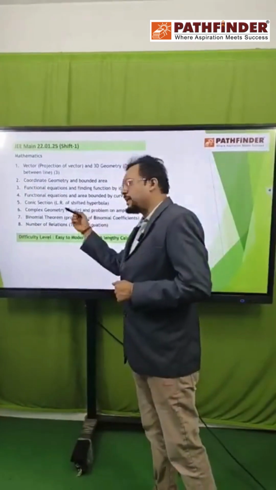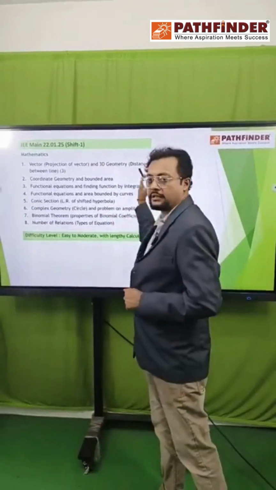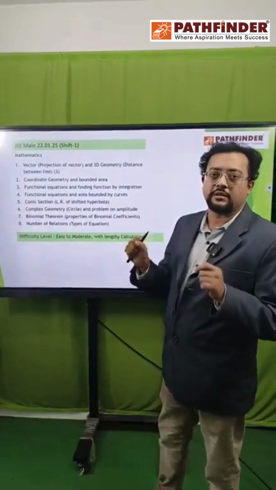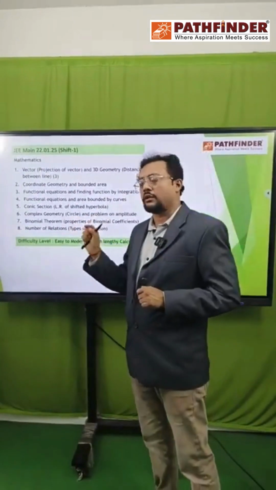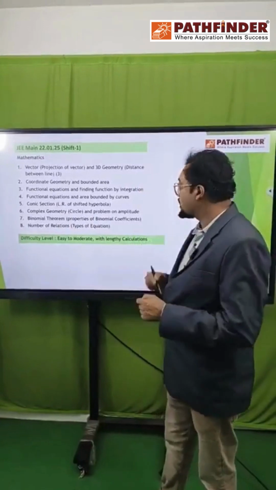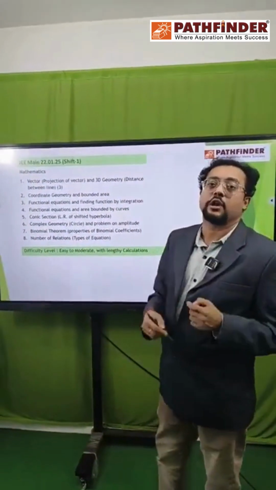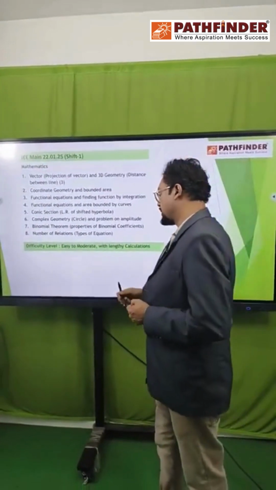Next, there was a question from complex geometry as well, involving circles. As you already know, mod of z minus z1 is equal to a constant represents a circle in complex geometry. The question came from there, and also problems on finding the amplitude or argument of a complex number.